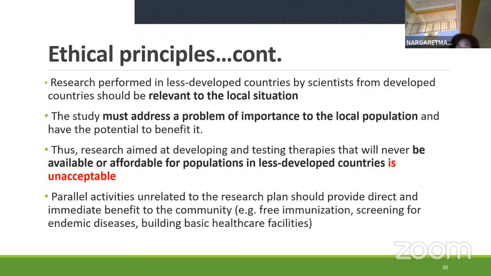Parallel activities unrelated to the research plan should provide direct and immediate benefits to the research participants and the community at large. For example, if there is a free immunization, screening for other endemic diseases, etc., they should be accommodated and ensure that they benefit.